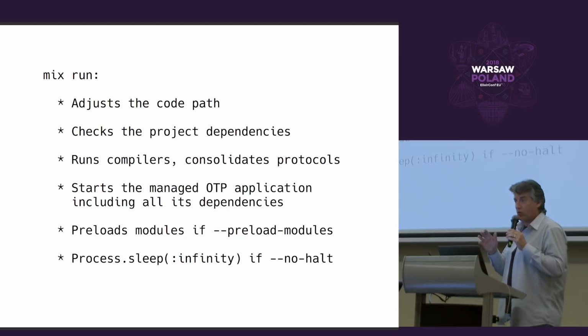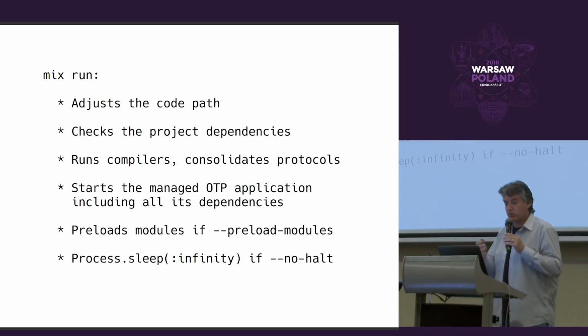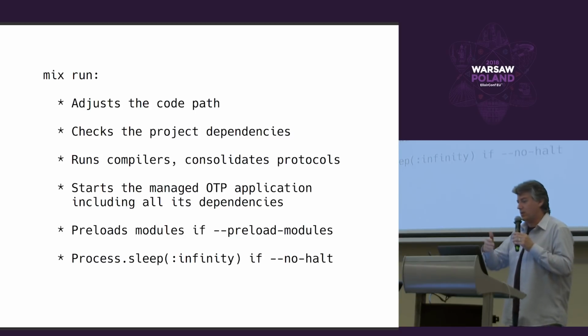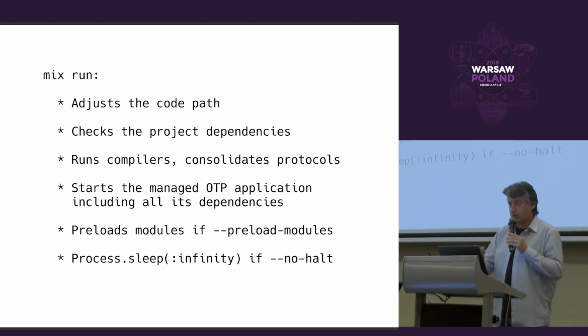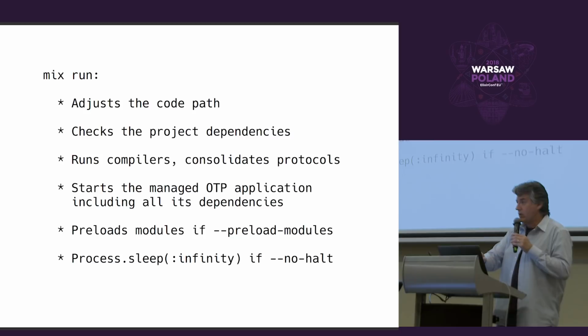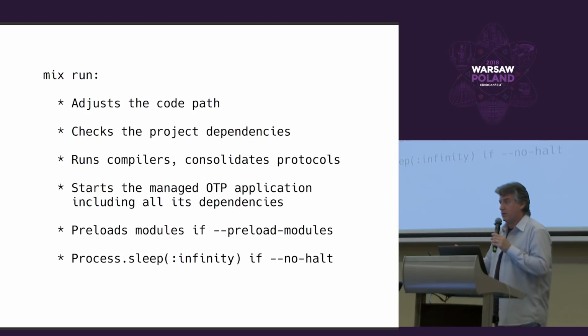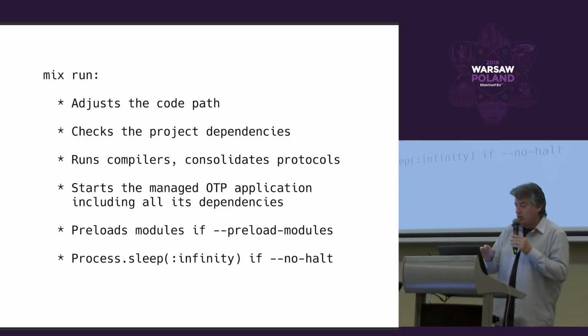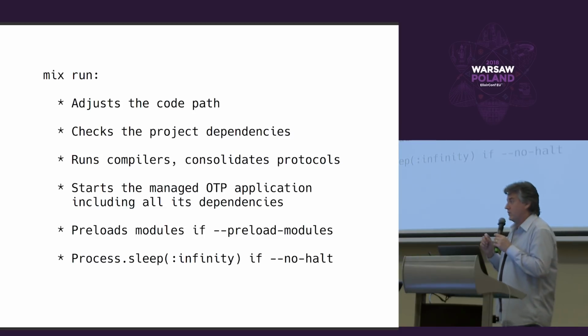It adjusts the code path, you know, to have the code path according to the project. Checks the project dependencies. You know, if you have declared a dependency and you didn't run the task to fetch it or whatever, it's going to complain. All right, you can disable these, and I believe all of them have flags and everything. But just to keep it simple, that's what normally happens. Then you run the compilers. So if there's anything that has to be compiled, it's going to be compiled. Protocols are consolidated.